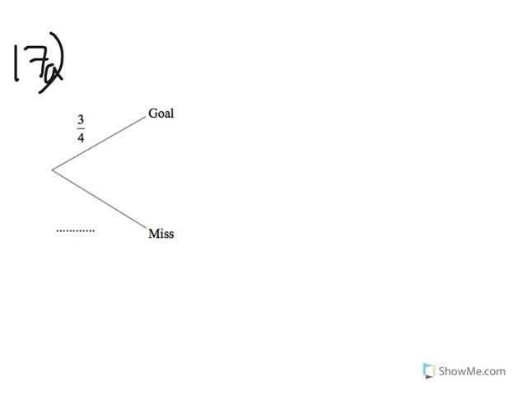So that means, since probabilities add up to 1, the chances of him missing the shot would be 1 minus 3 over 4, which is nothing but 1 over 4. So there you filled in for the first shot. Yeah? You filled in the tree.